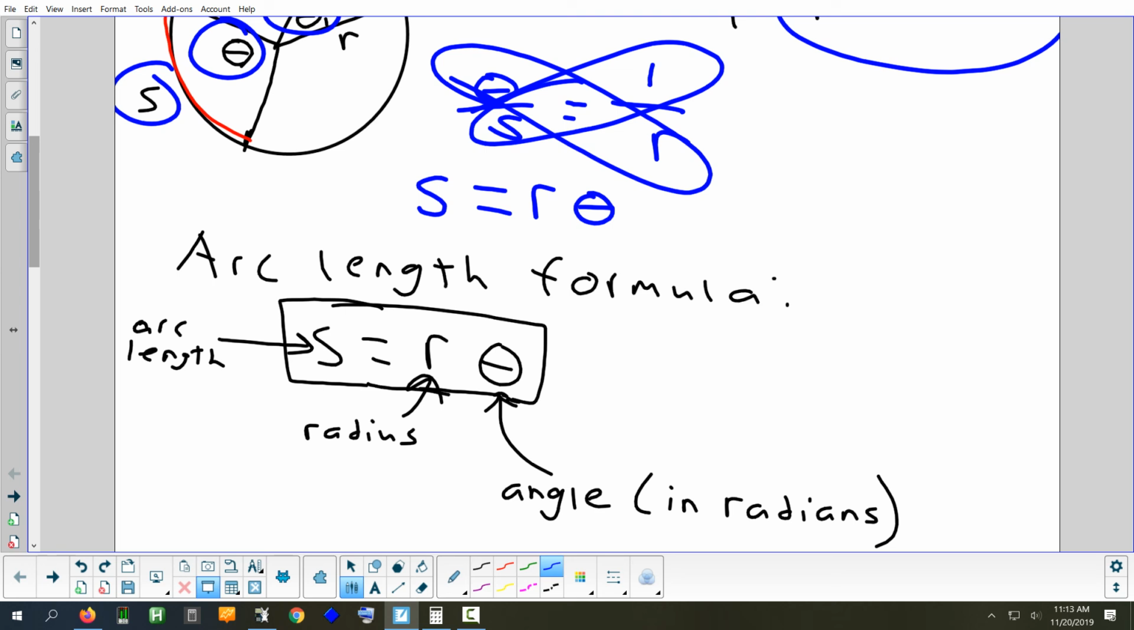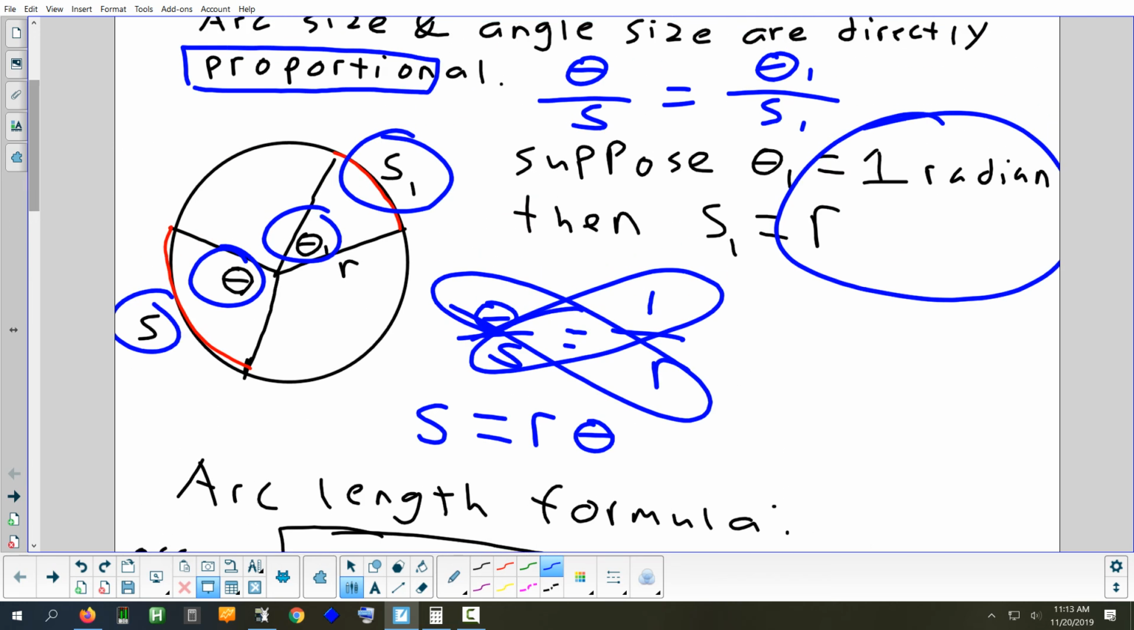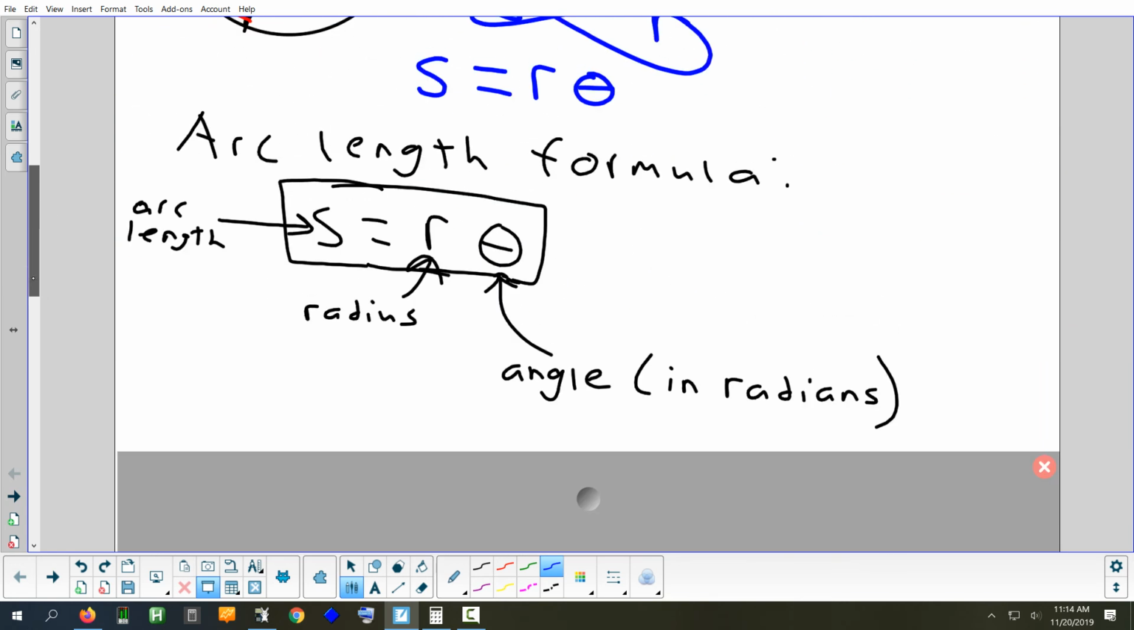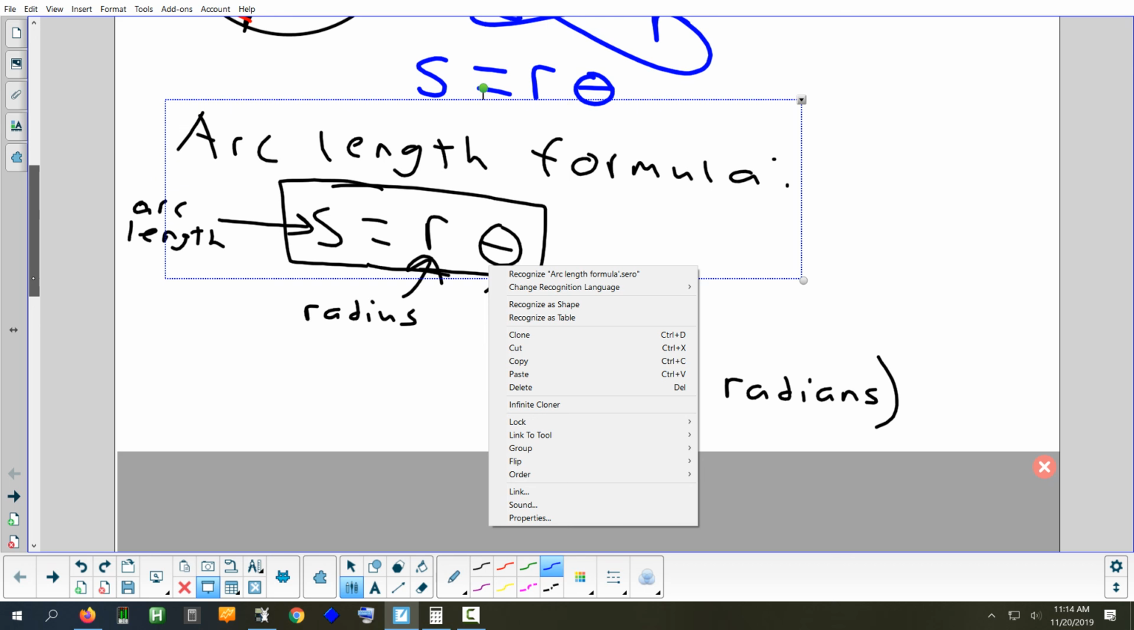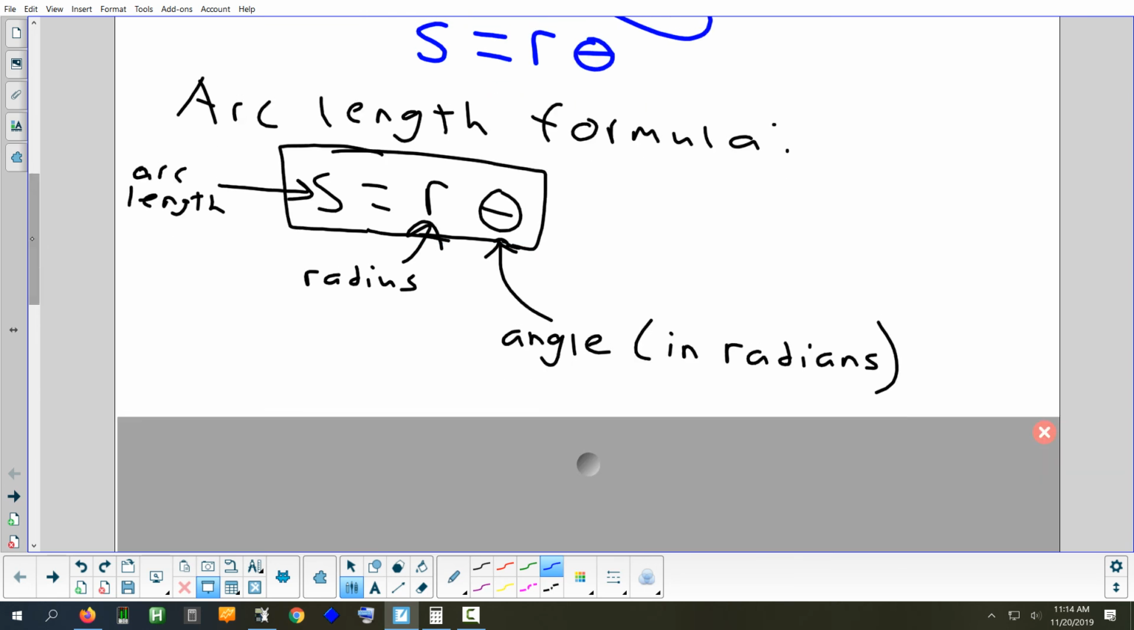So S is your arc length, R is your radius, and now theta, you got to be careful. Scroll back up. When we started this off, we supposed that our angle was in a radian unit. That means this formula is based off things being in radians. So anything that you plug into this formula, it's got to be in radians. If I give you S and R, and you solve for theta, the answer that you get is in radians. Okay? This formula is all about radians. Any question on the arc length formula?